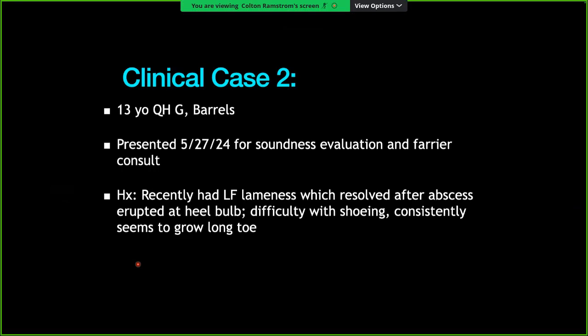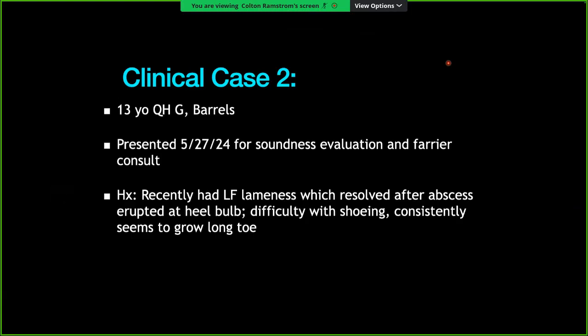Move through this clinical case. 13-year-old quarter horse gelding used for barrel racing. Presented on May 27th of this year for soundness evaluation and farrier consult. I actually think this is one that Dr. Burnham referred into Epic that he'd seen.